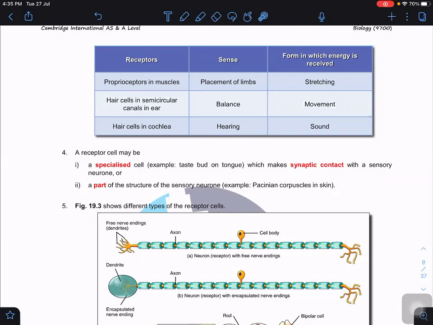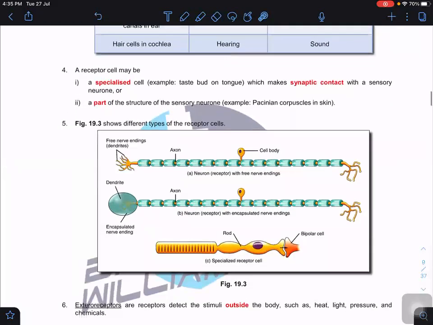So we can classify these receptors into two different kinds. One is a specialized cell that makes a synaptic contact with the sensory neurons, and the other is where the receptors are part of the structure of the sensory neurons. Now look at this. What are the differences here? If you look at these two neurons, you will realize that the receptors are actually parts of the neurons. Can you see that? They don't have specialized cells.